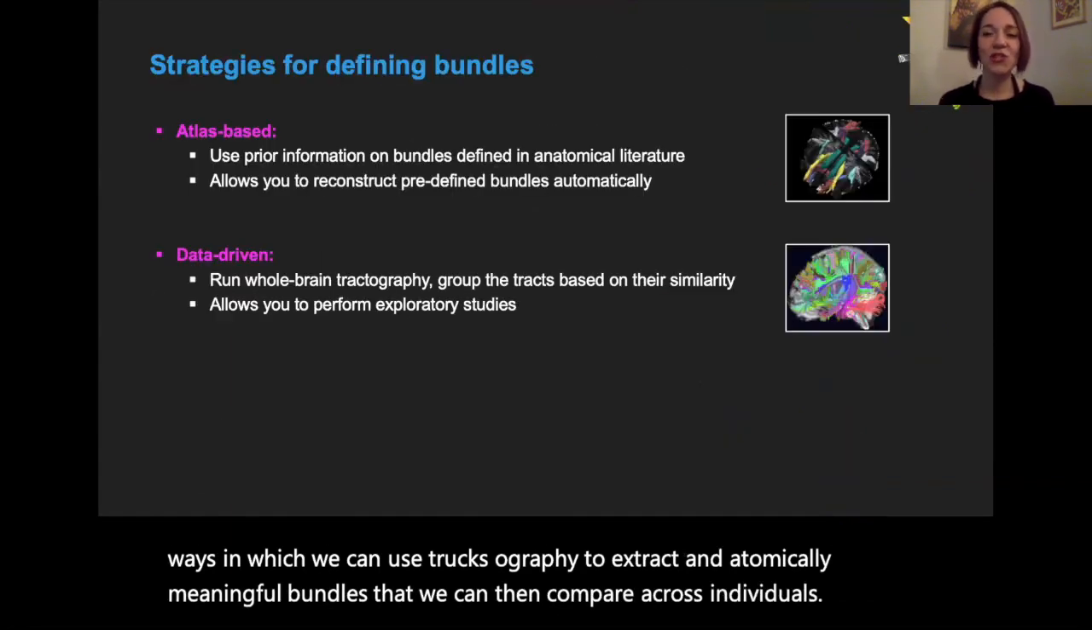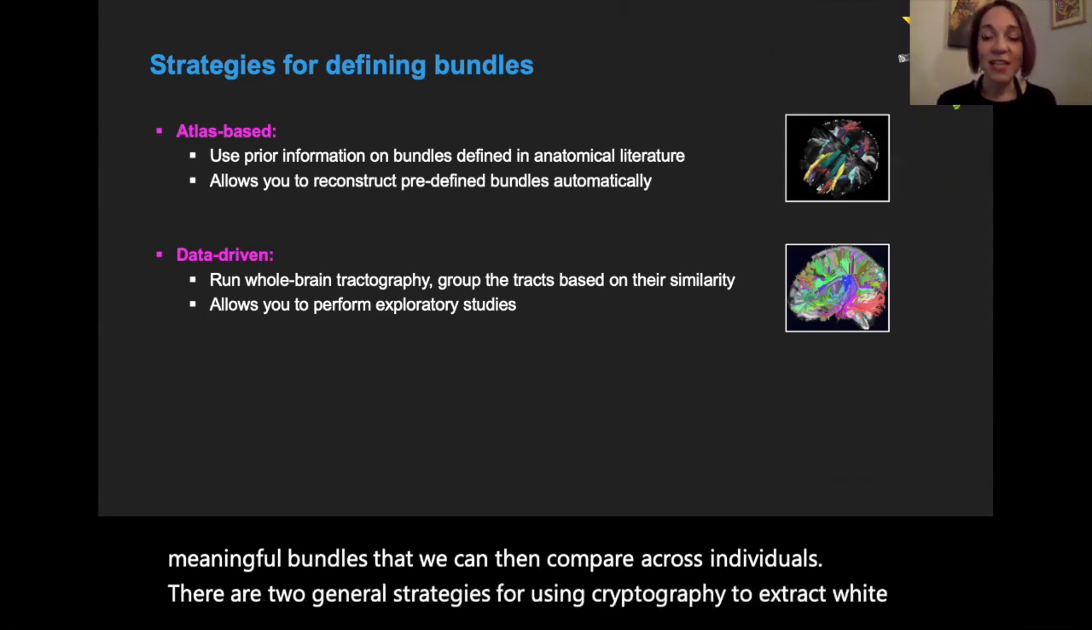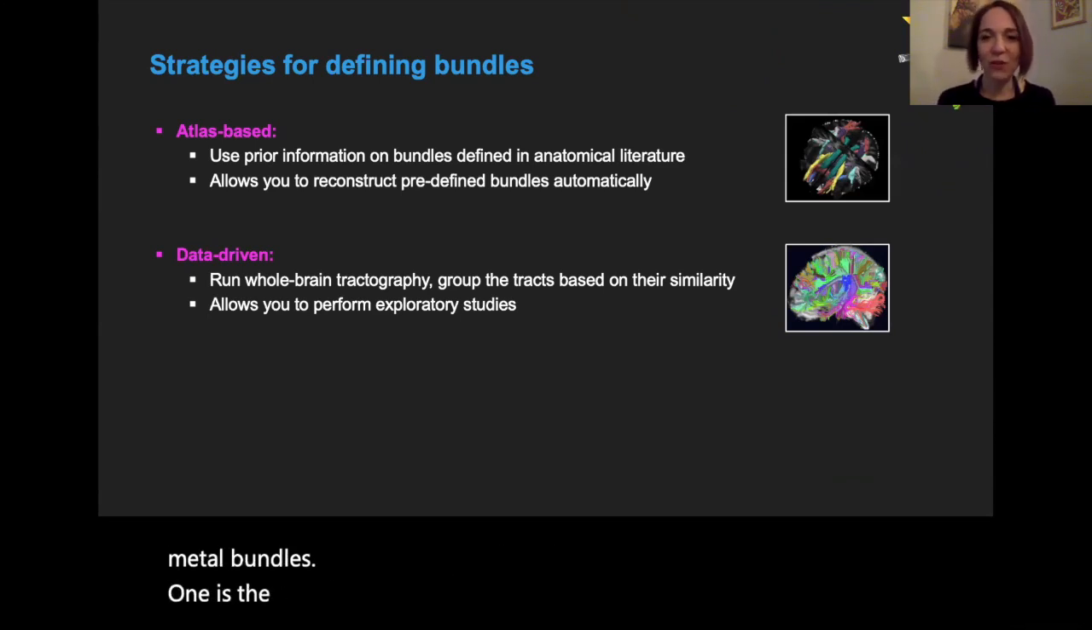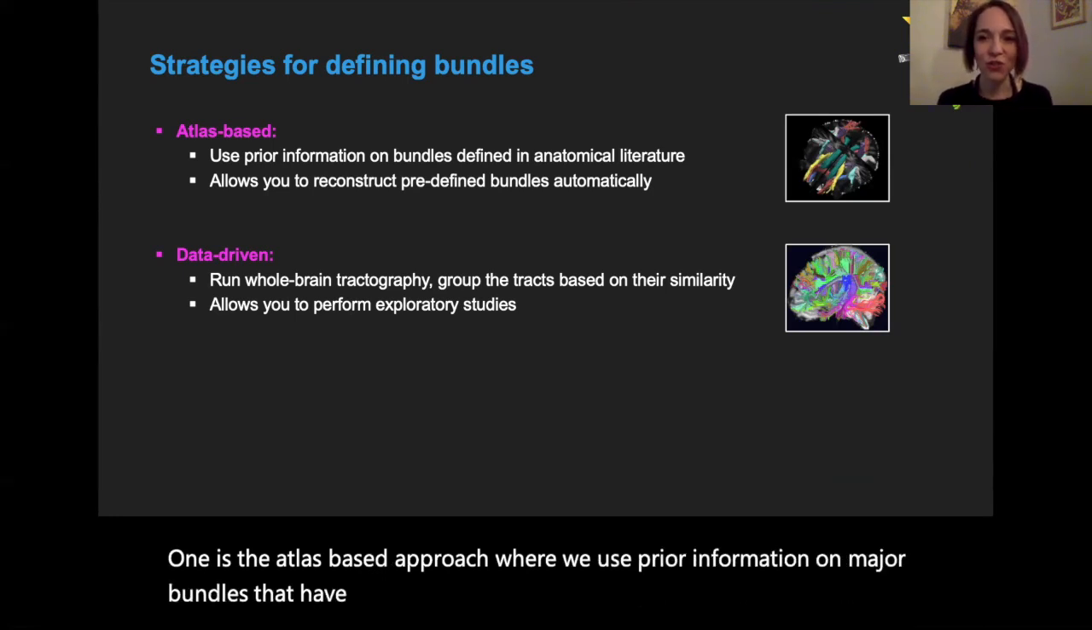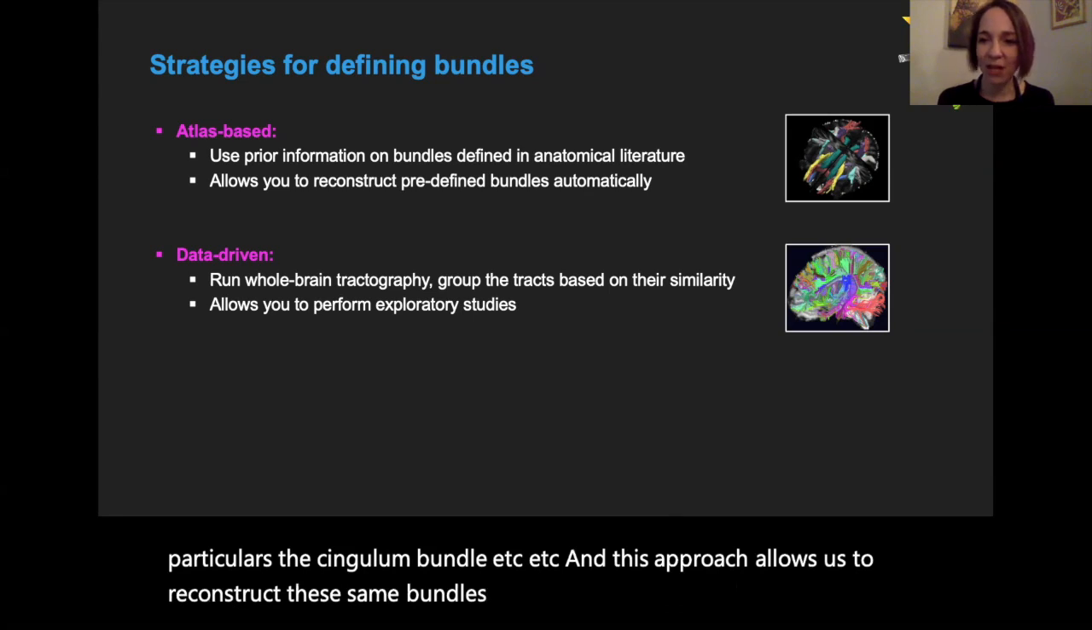There are two general strategies for using tractography to extract white matter bundles. One is the atlas-based approach, where we use prior information on major bundles that have been defined in anatomic literature, such as the uncinate fasciculus, the cingulum bundle, et cetera. And this approach allows us to reconstruct these same bundles in a bunch of subjects automatically.